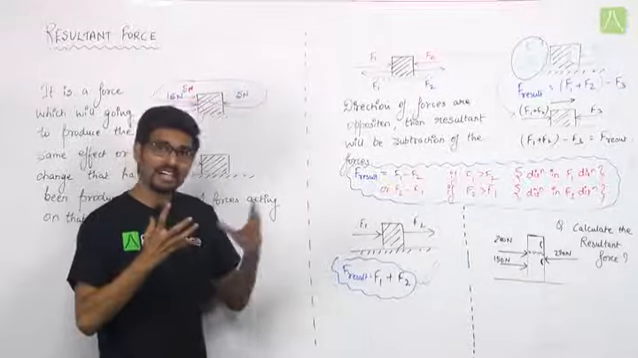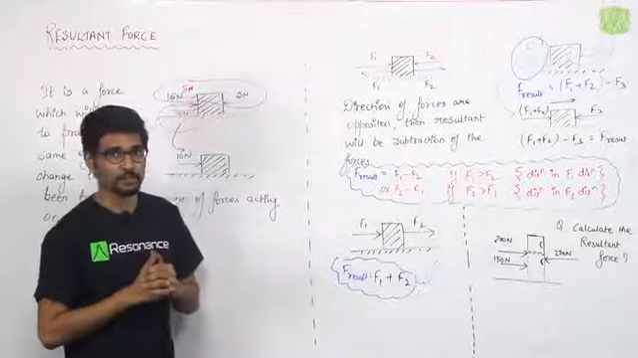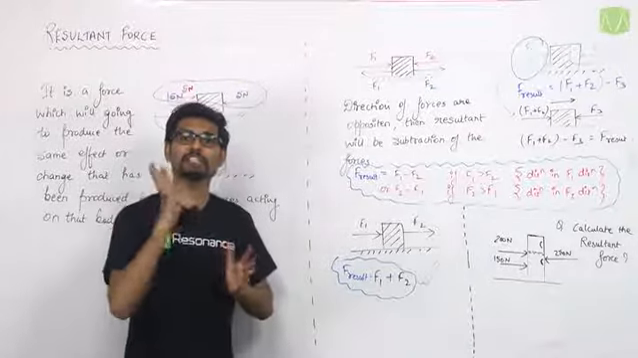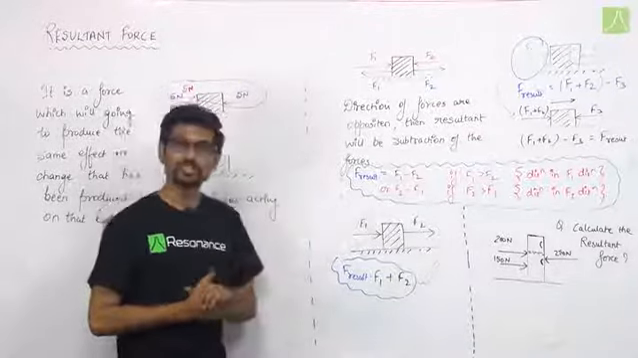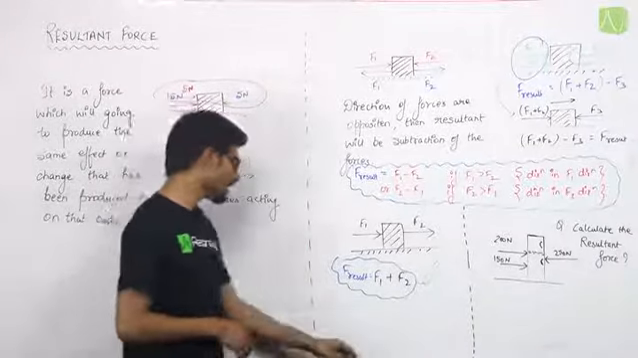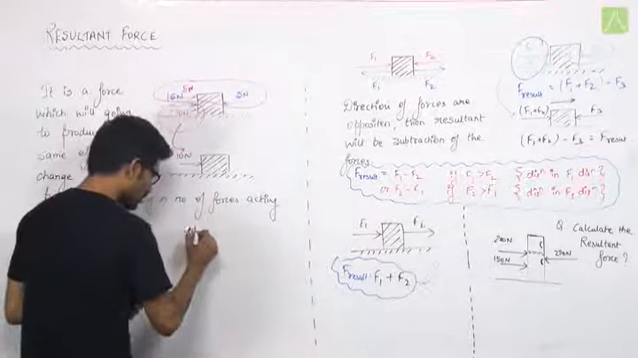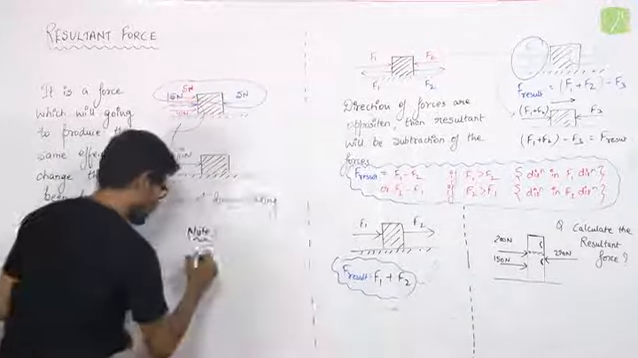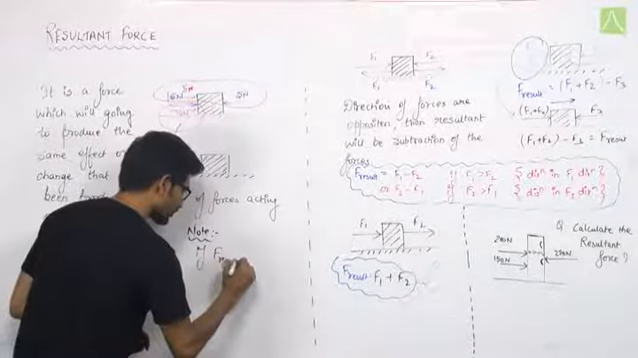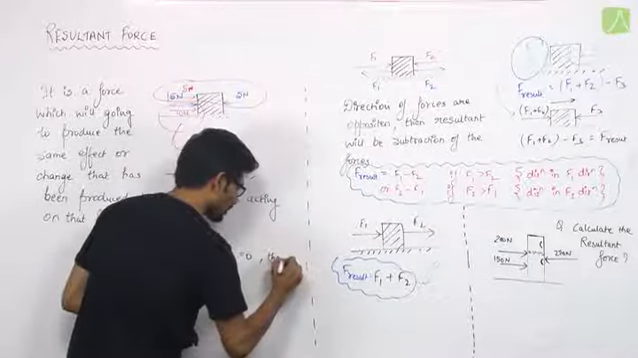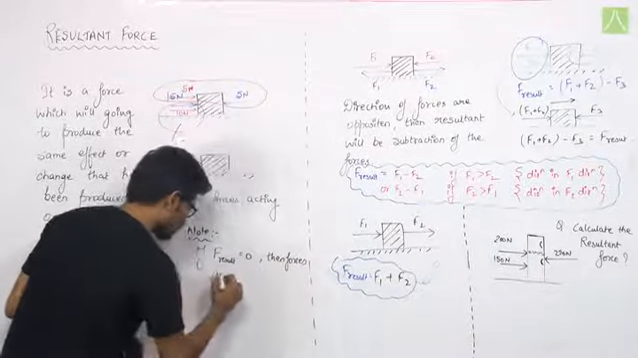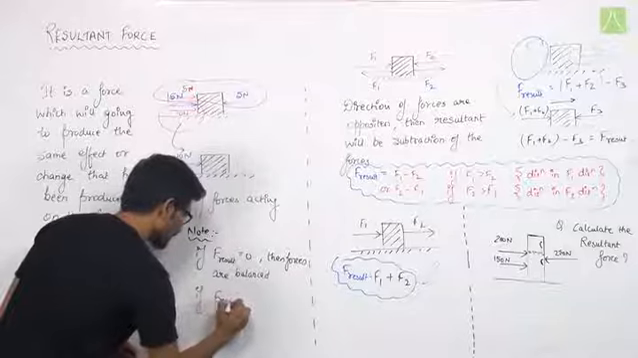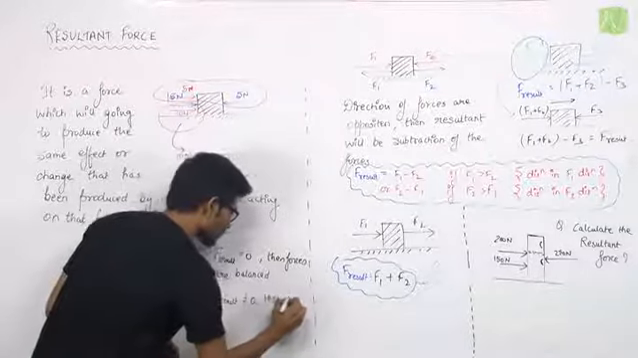Because net force will be zero as they are not producing any change in its state of rest or of uniform motion. So F resultant will be zero, then the n number of forces acting on that body will be balanced. And if the F resultant is not coming out to be zero, then they will be unbalanced. So you can write, if F resultant is zero, then forces are balanced. And if F resultant is not equal to zero, then forces are unbalanced.